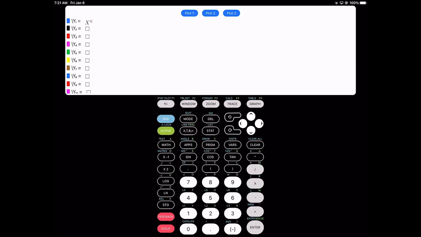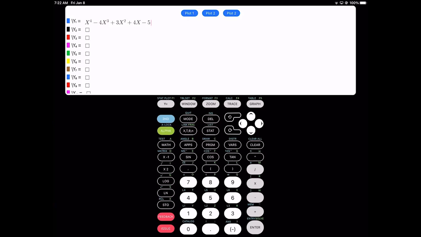Make sure you bring your cursor back down. In this app, I press the right arrow button to move my cursor back down. So minus 4x to the third, plus 3x squared, plus 4x and then minus 5.